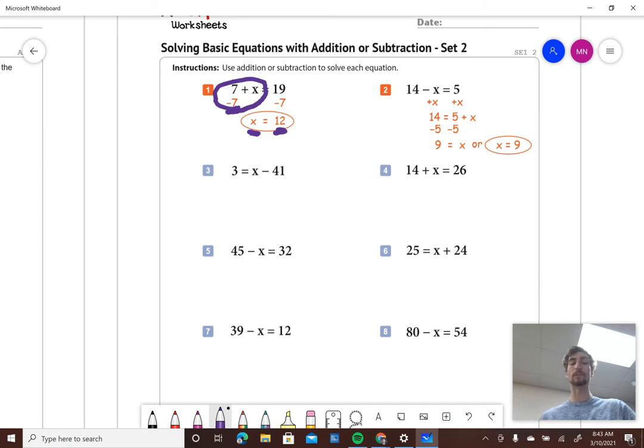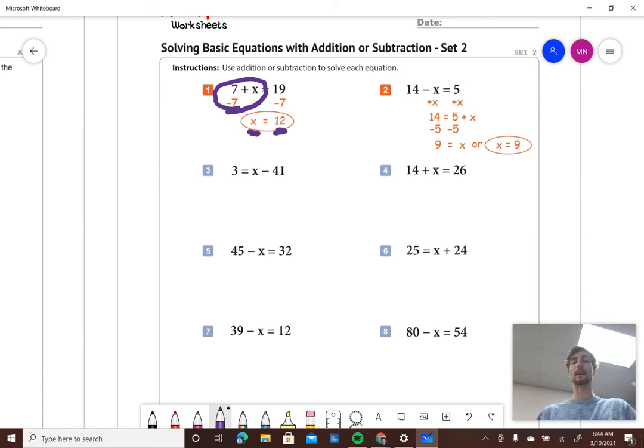x equals 12. And if we ever have minus x, so 14 minus x equals 5, we're actually going to start by adding x to both sides. And we're going to do this so that we can keep our x positive. Otherwise, if we subtracted 14 from here, then we would have a negative on this side, and we'd also have a negative x still on this side. And we want to prevent that.